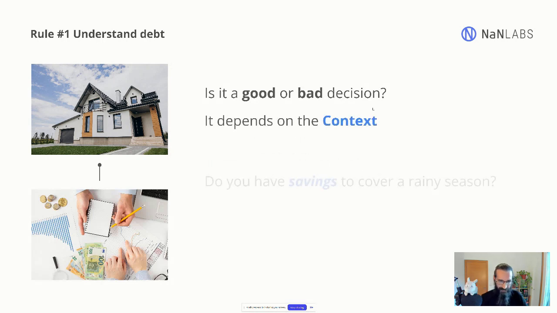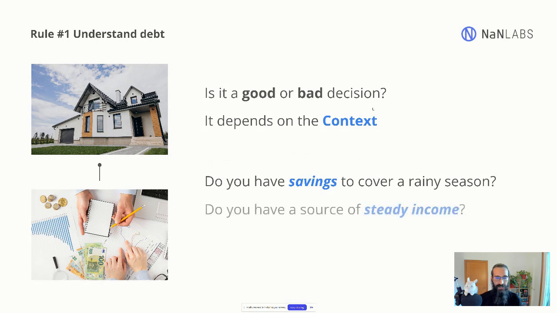Why? Because, for example, if you ask for a loan and you pay the down payment, do you have savings to cover for a rainy season if that happens? If you're at zero in your account after the down payment and something bad happens and you need an extra cost, now you are maybe forced to sell the property or get another loan. Not a good scenario. So that was our decision made.